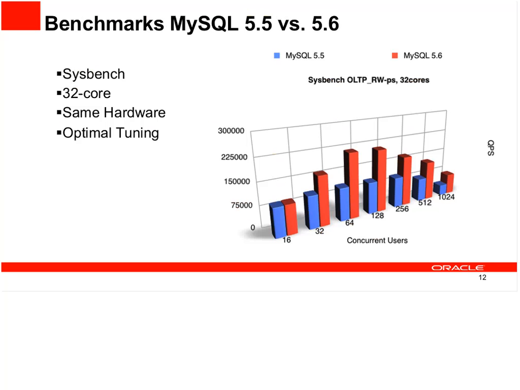Just a couple of benchmarks. This is a read-write benchmark, 32 core. We use the same hardware for 5.5, 5.6. We did optimal tuning for both, so we didn't intentionally try to handicap one version against the other. And there you can see, considerable improvement with 5.6 out of the box.